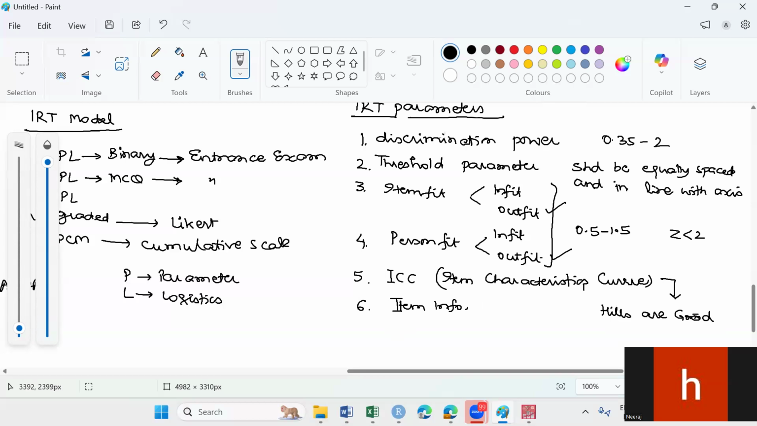Just note it down. Discrimination power between 0.3 to 2 is the range. Less than, more than, we will take a decision on that. Threshold parameters should be equally spaced and they should be in line with the x-axis. Item fit, person fit: these actually tell me the problems if I have. In-fit, out-fit, only the output needs to be seen. Range is between 0.5 to 1.5 and it will give the Z value. Z value should be less than 2. ICC, item characteristics curve: hills are good, and item information. And seventh, we got the Wright map.